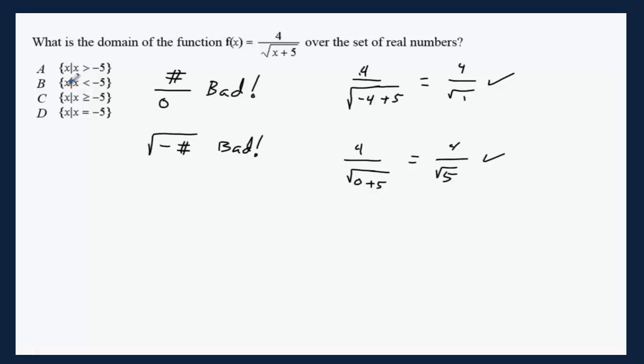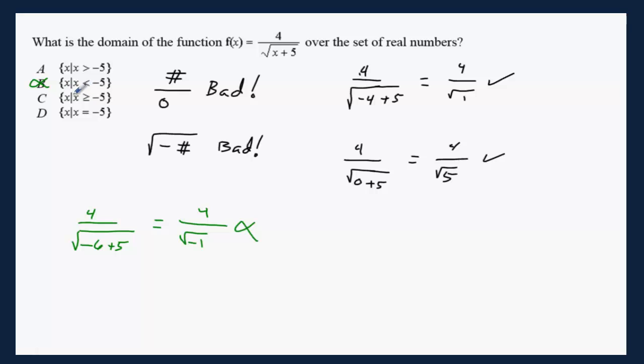Let's try choice B: x such that x is less than negative 5. Any number less than negative 5, like negative 6, let's say. That's going to be 4 over the square root of negative 6 plus 5. Negative 6 plus 5 gives the square root of negative 1. 4 over the square root of negative 1 can't work, because the square root of negative 1 is a non-real number. Choice B is not right. If it does not work for one number, that's it. It does not satisfy this condition.